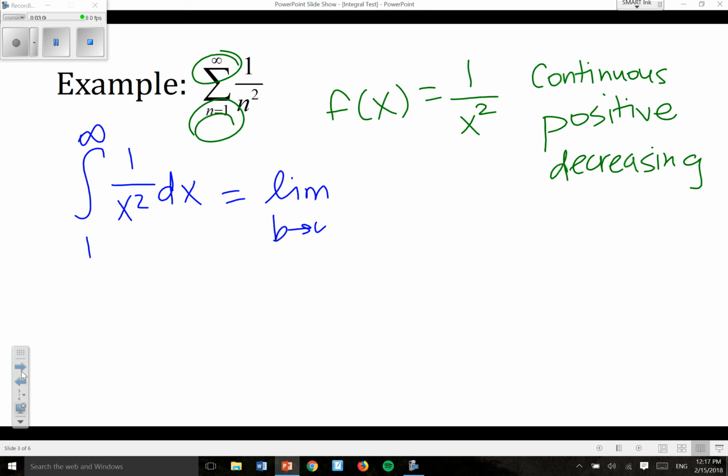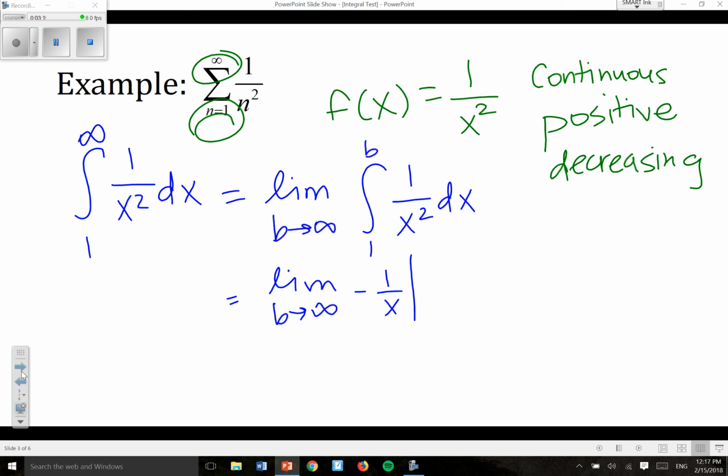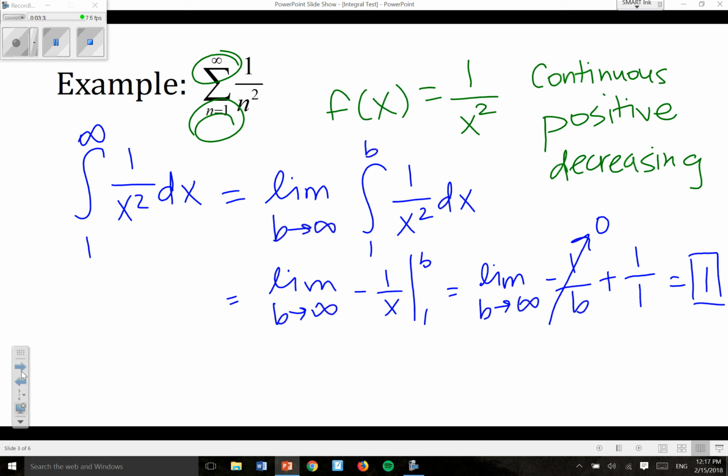We're going to look at the limit as b goes to infinity of the integral from 1 to b of 1 over x squared dx. All we have to do now is anti-differentiate. We get negative 1 over x evaluated at b and 1, which means we substitute b in for x, subtract off substituting 1 in for x. As b goes to infinity, that term goes to 0, and we see the integral converges to 1.